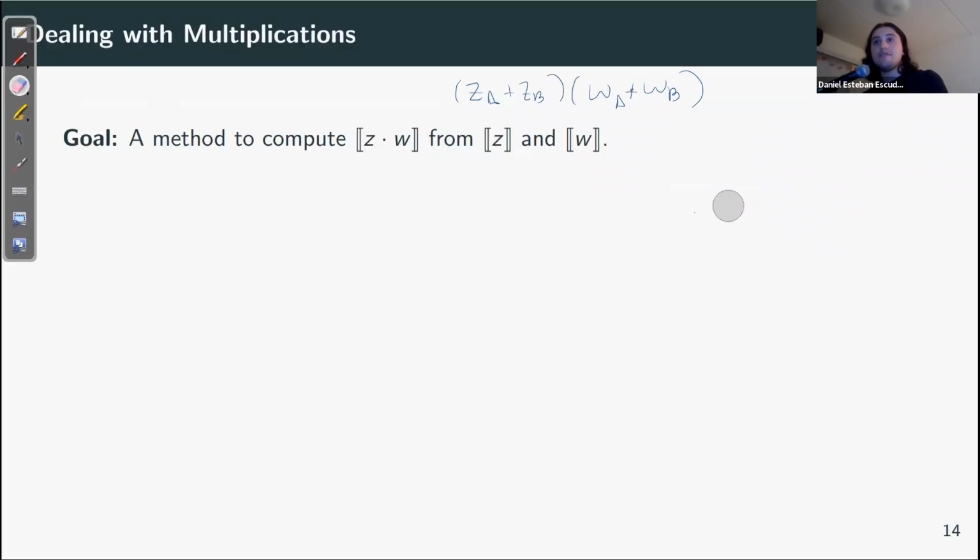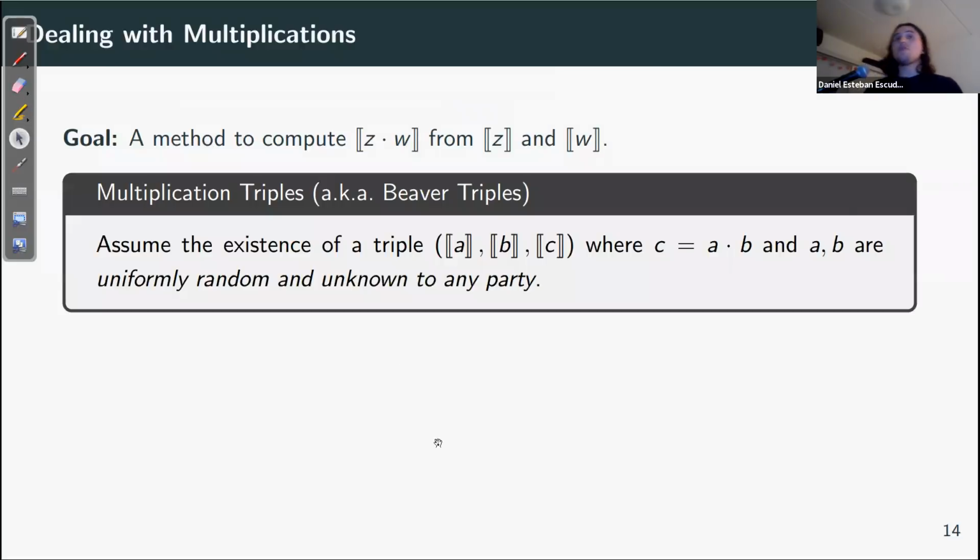To handle this problem, we use the following protocol. So let's assume for a second that we have something that we call in MPC multiplication triples.